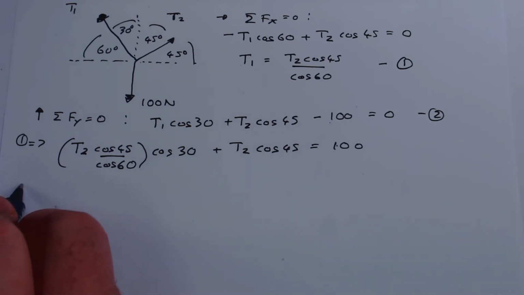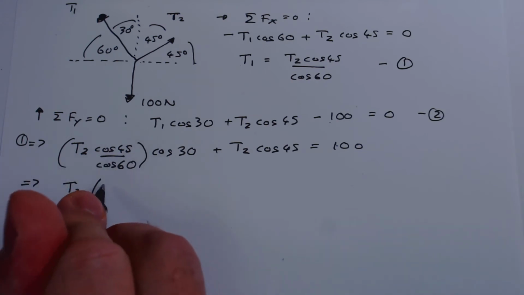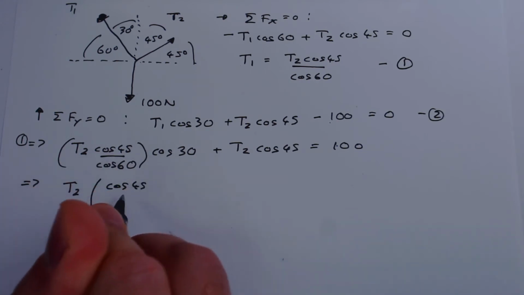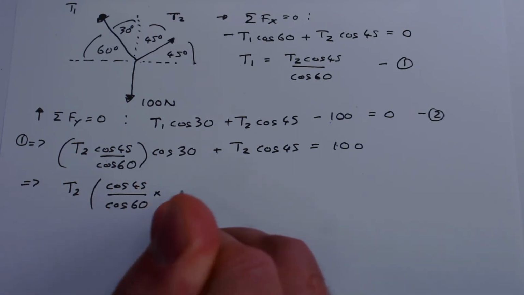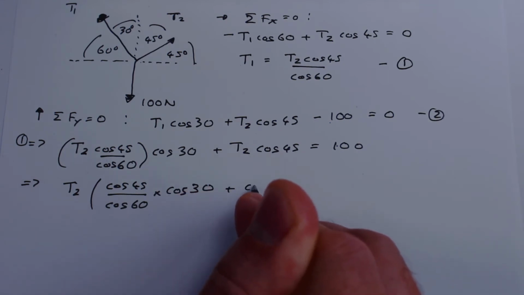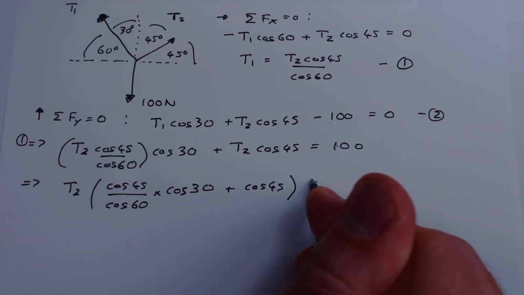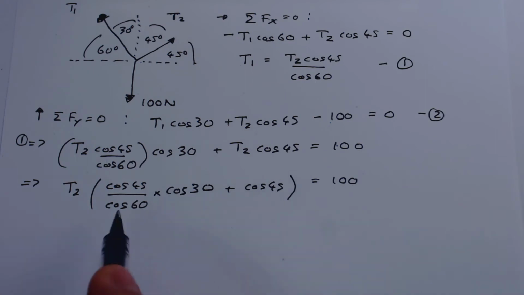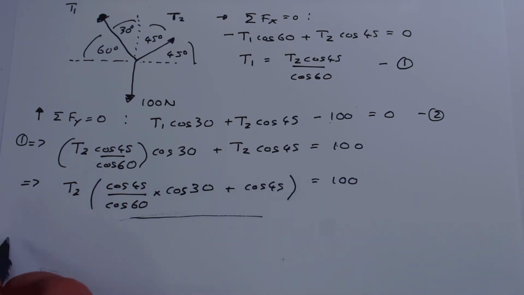Right, so let's factorize this before we go on. So T2, open my bracket, and I'll have cos 45 divided by cos 60 multiplied by cos 30 plus cos 45 divided by, close my bracket, equals 100. So this is a right mess here, and that's the mess that I now want to stick into my calculator, really, before I carry on doing any more algebra.